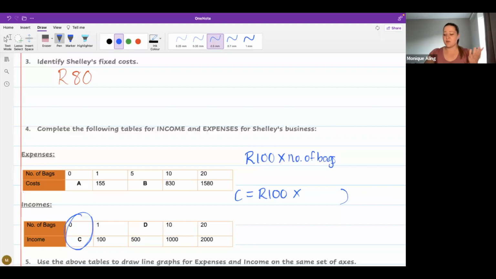100 Rand, if she has no bags, it's times by 0. Anything times by 0 is 0. When you don't sell anything, you don't make anything. Hence, the income line always starts at 0 and 0.